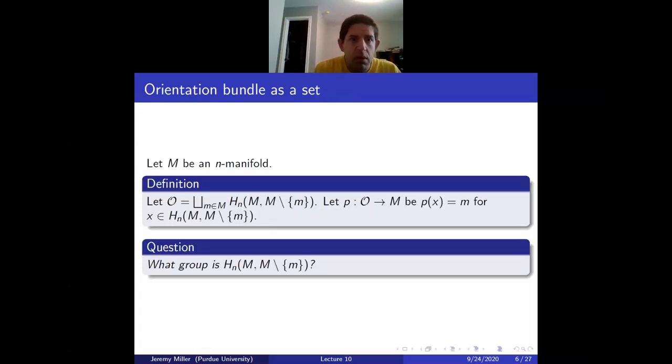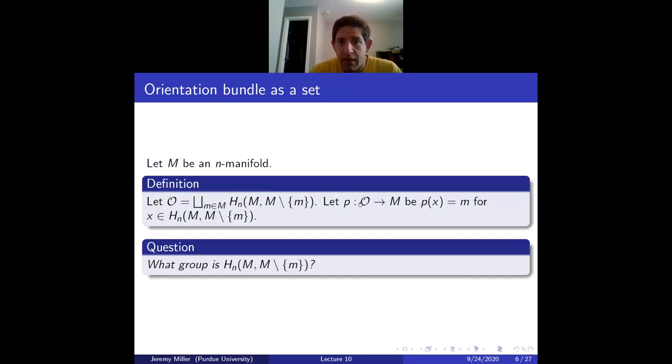So the most important example from the perspective of Poincare duality of one of these bundles of groups is the orientation bundle. First I'm going to tell you what it is as a set, and then we'll describe what the topology is. So as a set, the orientation bundle is just the disjoint union over points x in the manifold of the homology of the manifold in degree n, so M is an n-manifold, rel the homology of M minus this point.